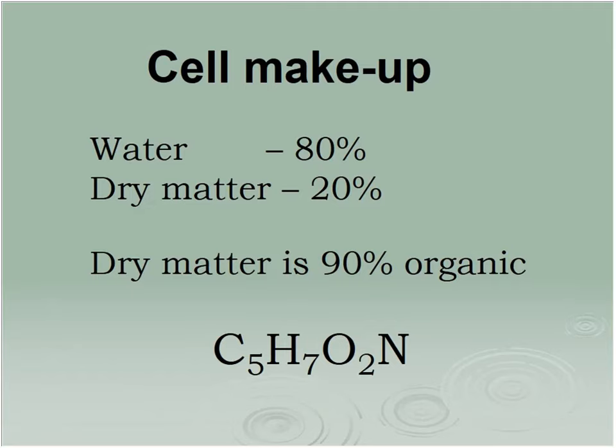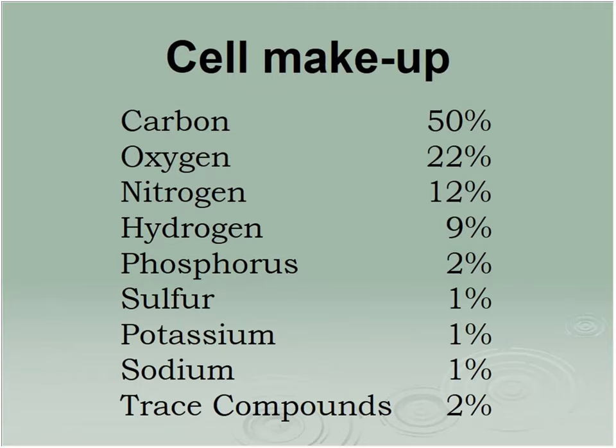And this is basically what they're made of. 80% of them is just water. The other 20% is dry matter. And of that dry matter, 90% is organic. Theoretically, if you got your junior chemistry kit out and you went to work, C5H7O2N, you got a bug. I've never tried it. Really, if you break them down, they've got a lot of different things. Largely carbon, oxygen, nitrogen, phosphorus is an important thing for them. And they pick up some trace compounds. A little bit of treatment in that respect.